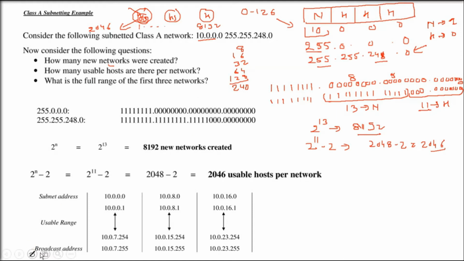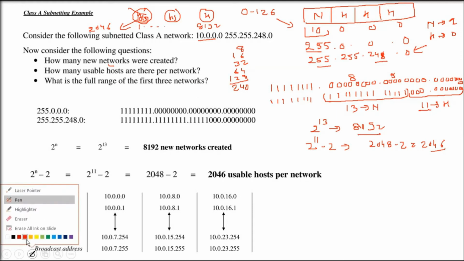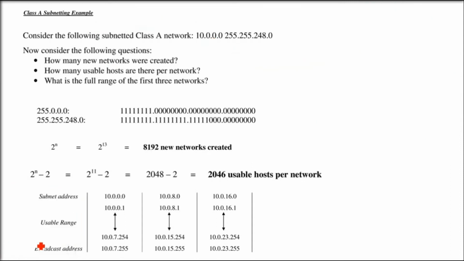So let me just clear it. Then we'll start with the first range, and you will understand by yourself how the second, third and multiple ones can be made. The first one was what? Clearly, the first one was 10.0.0.0. We knew the networks now, how many networks and how many hosts are there in the network. Now the trick is that there is a normal way, and there is a trick also.